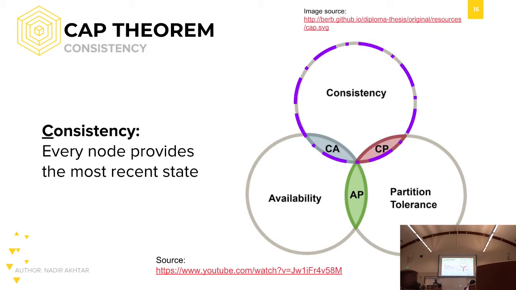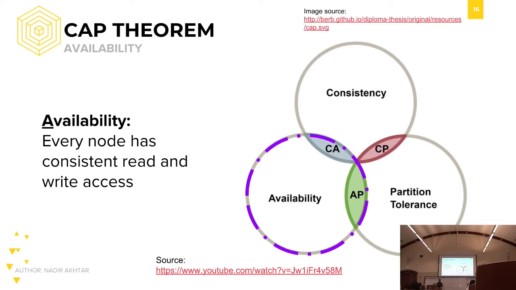Where we have consistency, meaning that every node will provide the most recent state. If I ask some node, hey, what's the most recent state of the network? It will provide me with the most recent update. It will not provide me with anything less recent. Availability means that every node has consistent read and write access. If I try to write to some system, it will be able to do so if it's available. And if I ask it, hey, what's the most recent update, it will provide it to me if it's available.